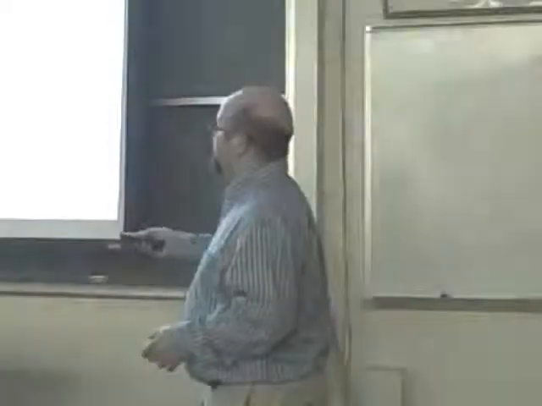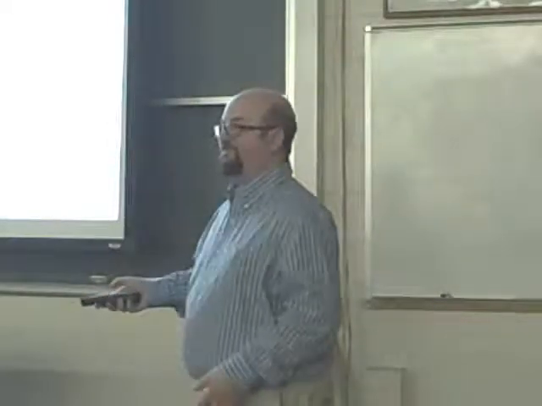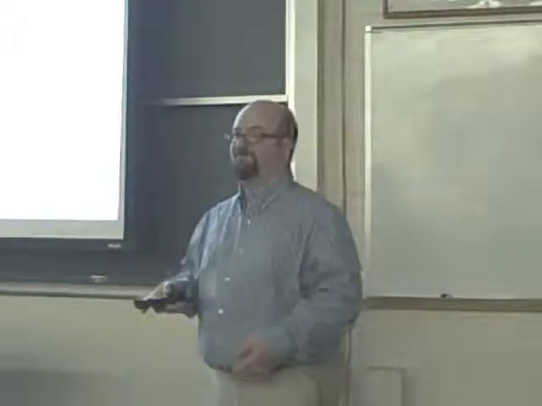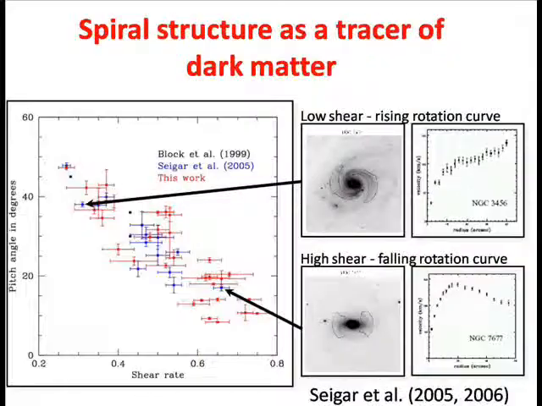When you have a high shear rate, you have a high central mass concentration, and when you have a low shear rate, you have a low central mass concentration. So this is telling us, well, the dark matter should be more centrally concentrated here and less centrally concentrated here. And these are just a couple of galaxies that are in this plot.